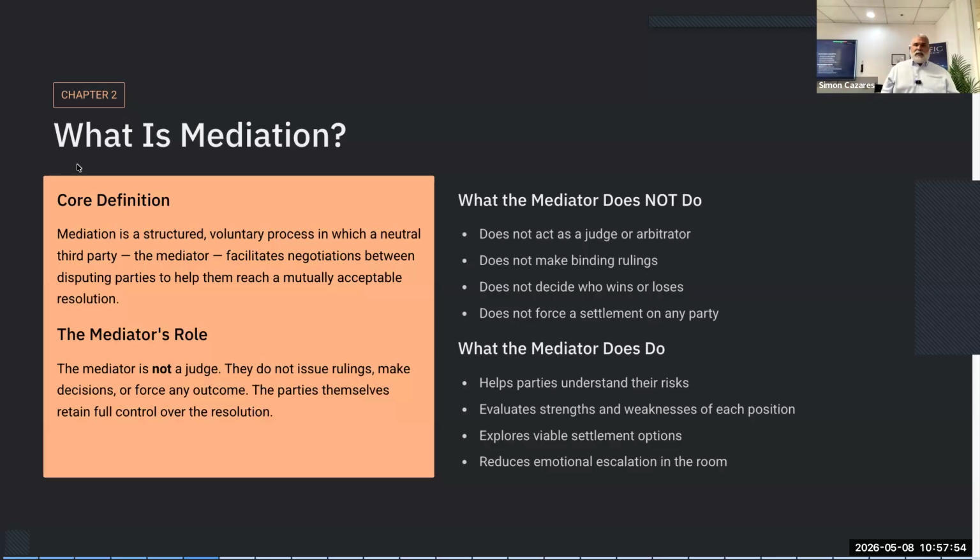Okay, a mediator does not make binding rulings, does not decide who wins or who loses, and does not force a settlement on any party. What the mediator does do is help parties understand their risk and evaluate the strengths and weaknesses of each position.